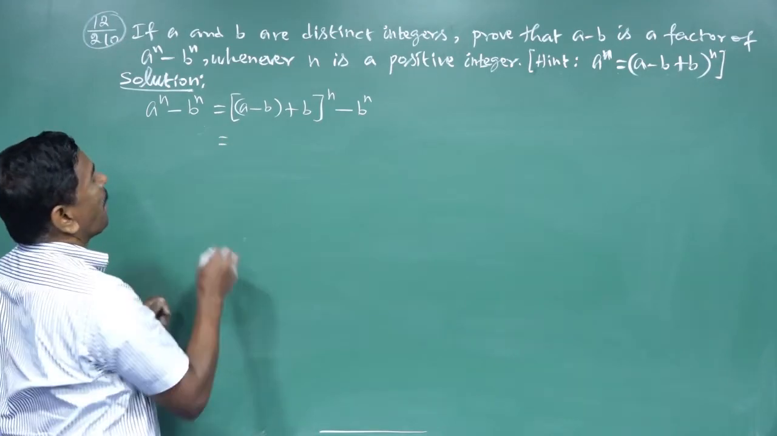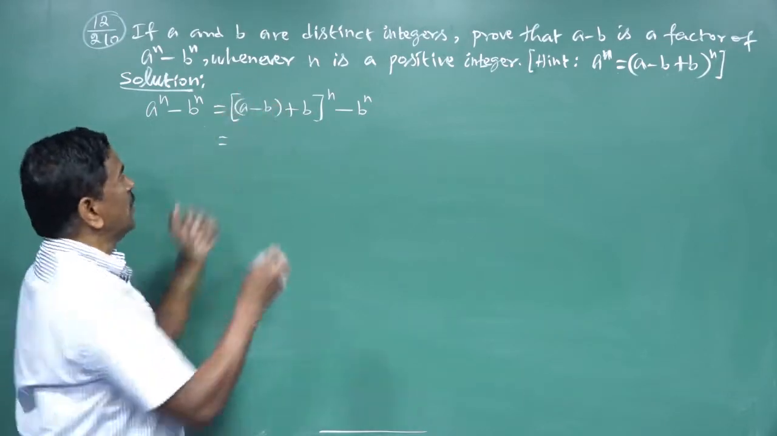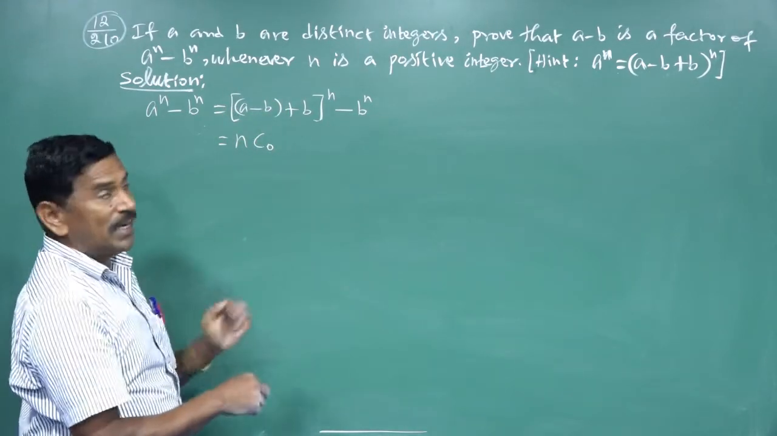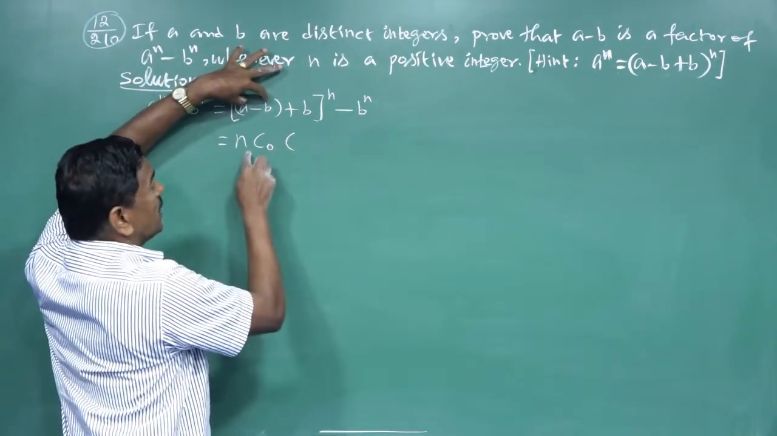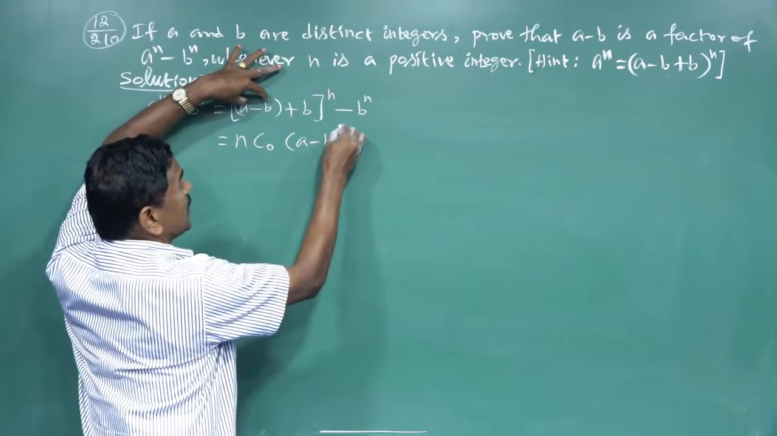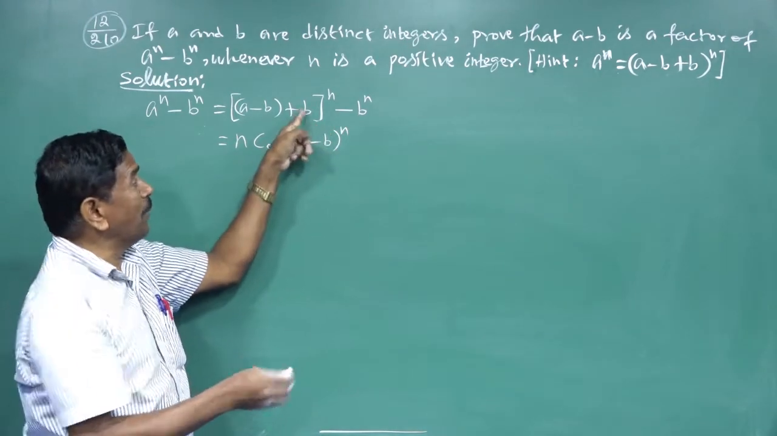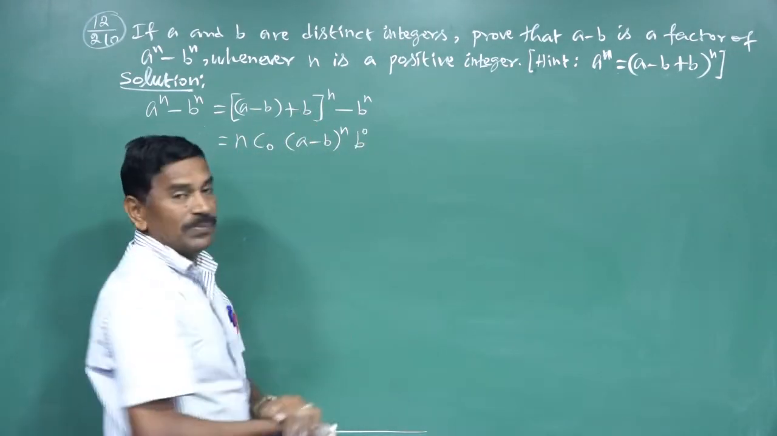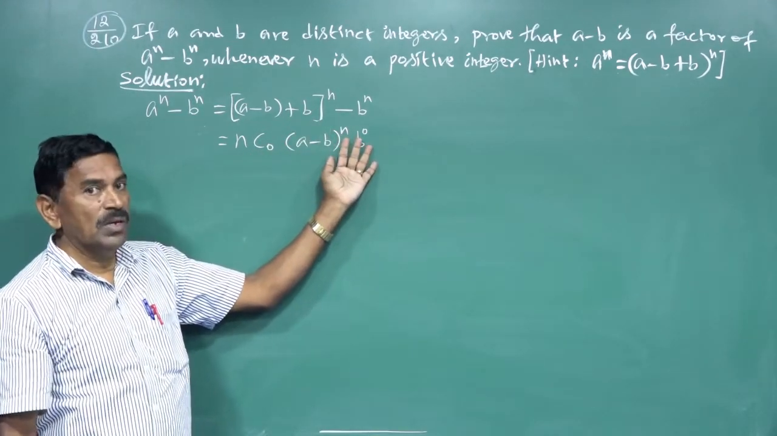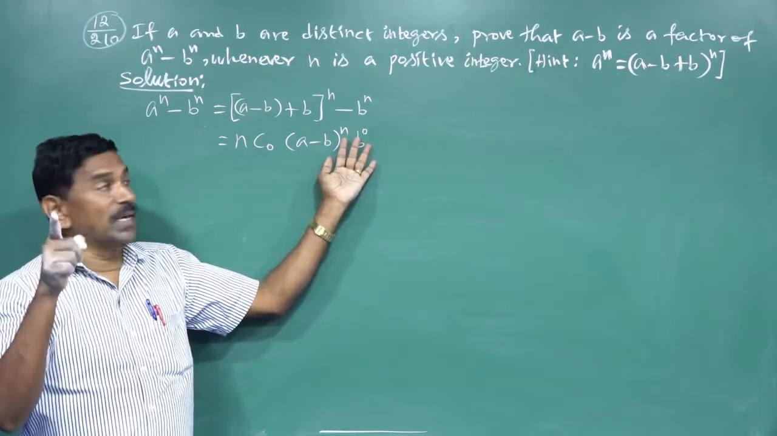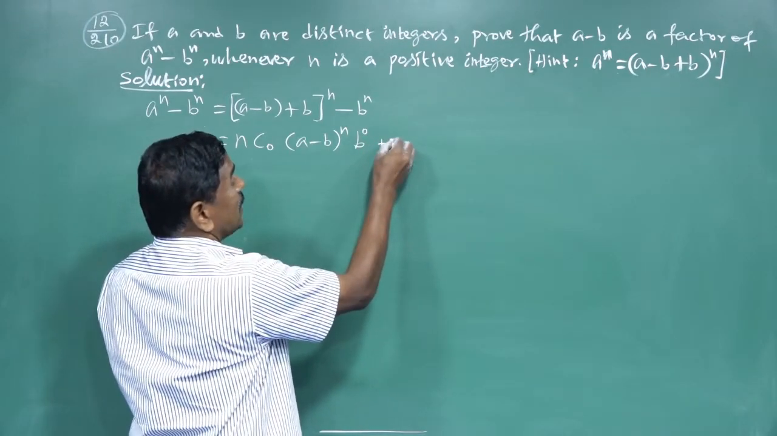So (x plus a) whole power n is equal to nC0 into x power n, where x is equal to a minus b. So nC0 into x power n means (a minus b) whole power n, into a power 0, that is b power 0. So we want to keep the binomial theorem in mind, then only can we expand it directly. Now for my convenience, plus etc.